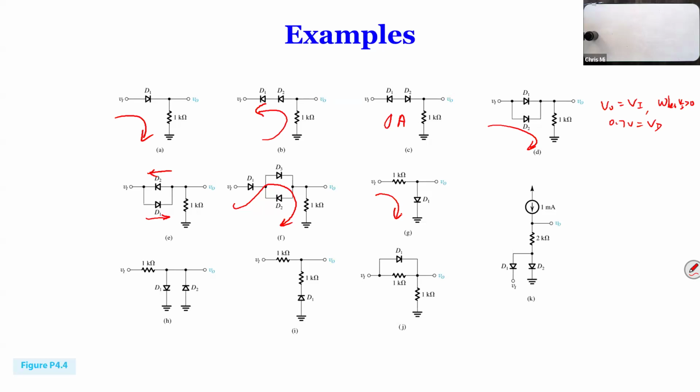And then for H, what happens? You can have current going down. You can also have current going up, which means the output is always something. If those diodes are ideal, this output is always 0. But if diodes are not ideal, you also have output between negative 0.7 and 0.7.